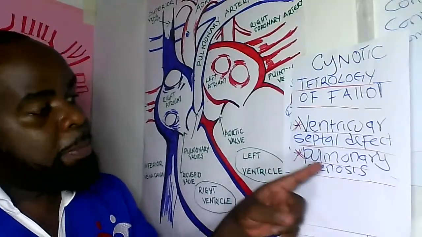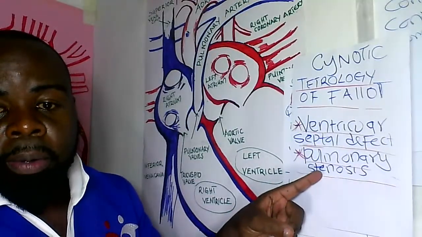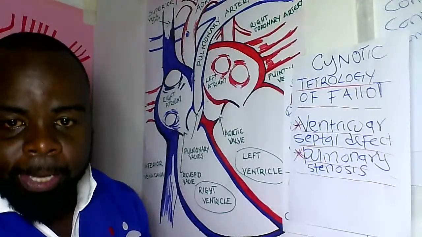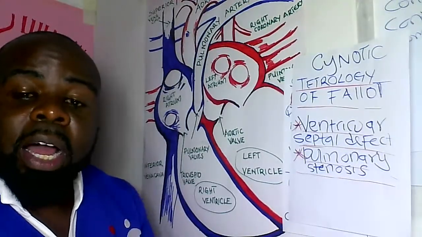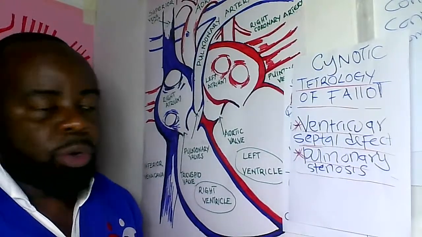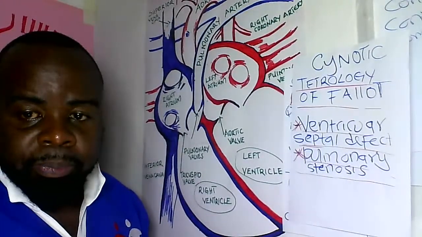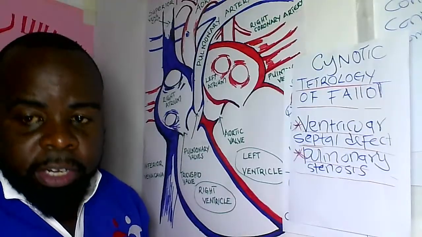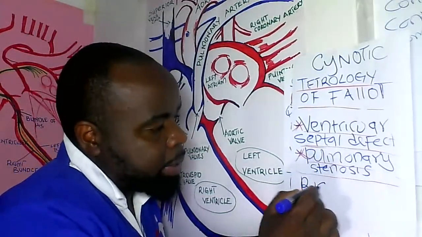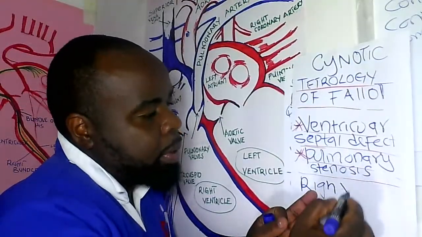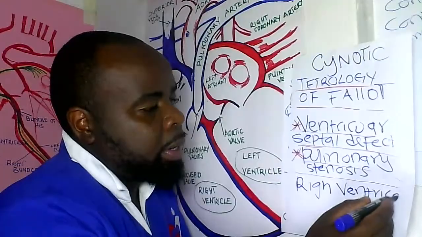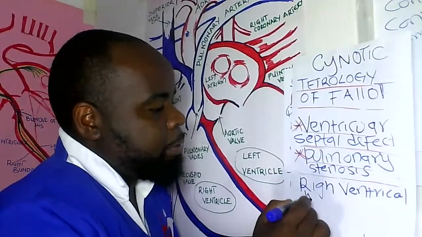Okay, we have said pulmonary stenosis. Then we have another feature, which is right ventricular hypertrophy.